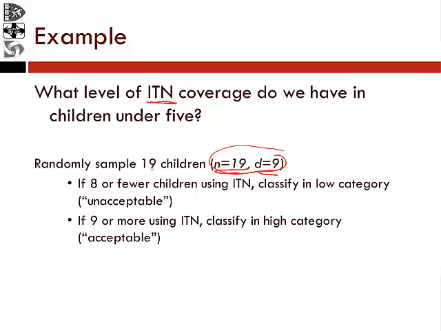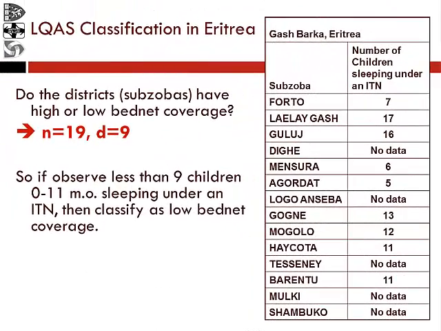I randomly sample 19 children, and I count in the 19 how many slept under a bed net. If 8 or fewer, so less than 9, had slept under a bed net, I would say bed net coverage is unacceptable. If 9 or more of the 19 had slept under a bed net, then I would say that bed net coverage is acceptable.